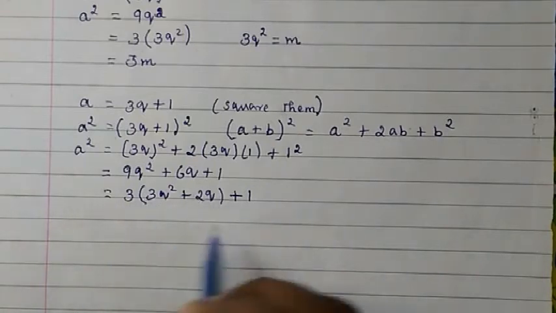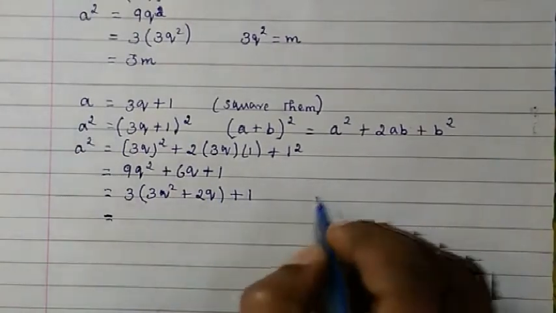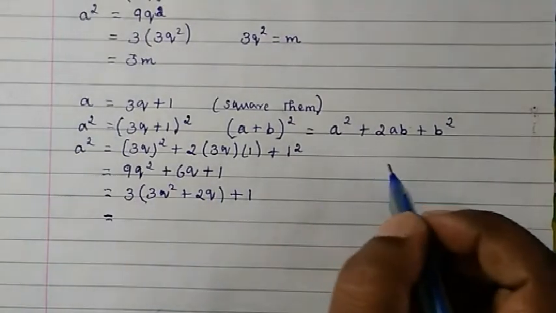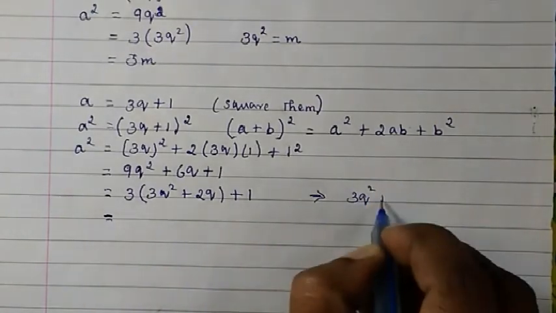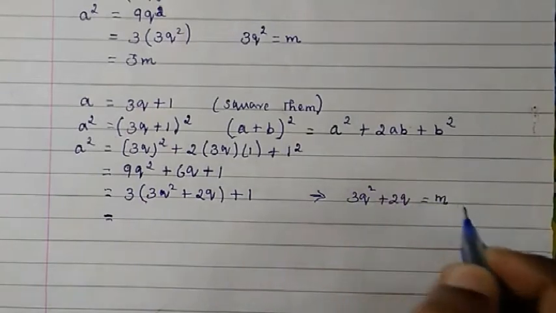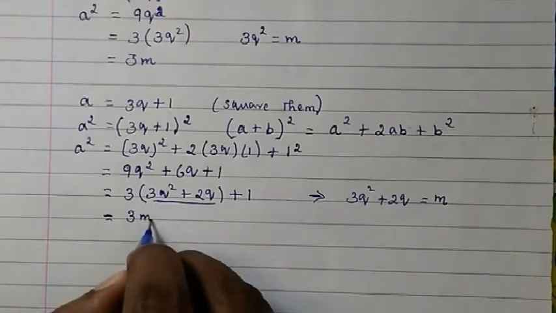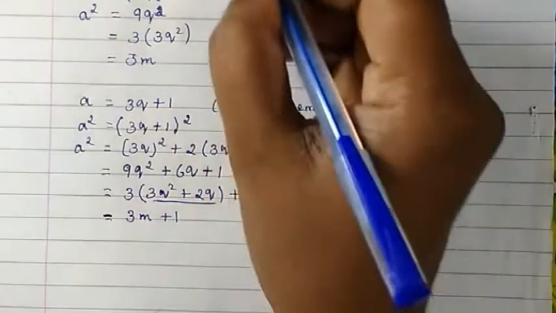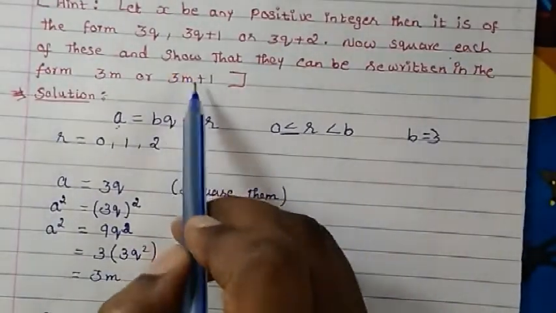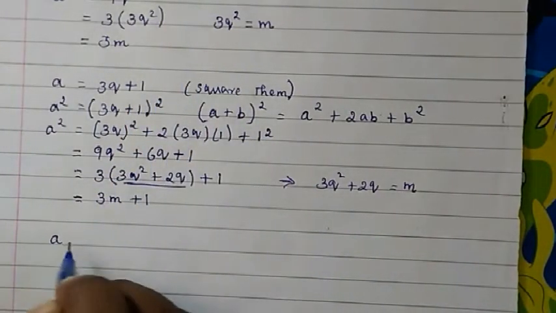So now the equation is balanced. 3 threes are 9q square, 3 twos are 6q and then plus 1. So now if we write it down, 3q square plus 2q equal to m, then we will get the whole thing we have considered as m, so we will get 3m plus 1. So we have rewritten this in the form of 3m plus 1.